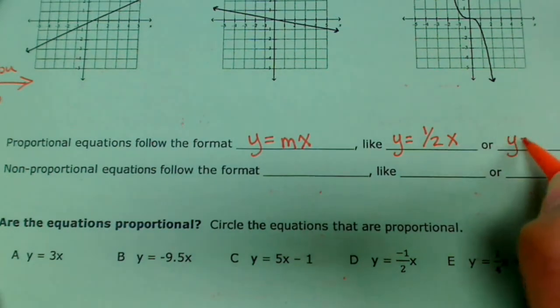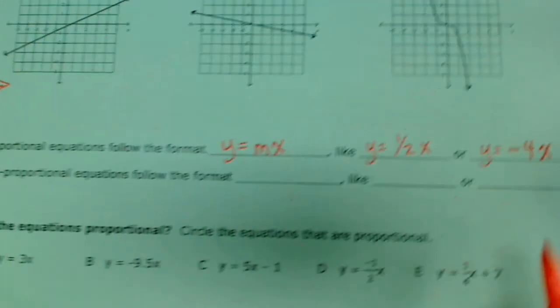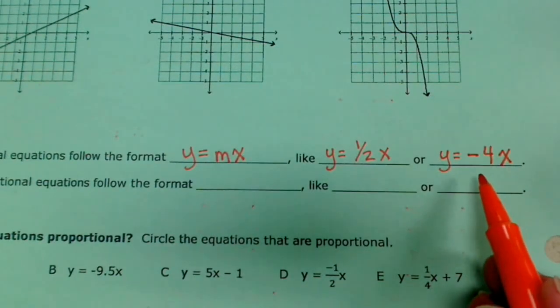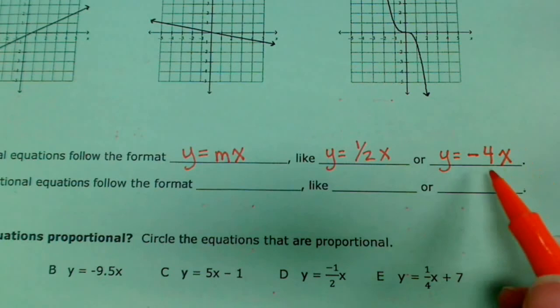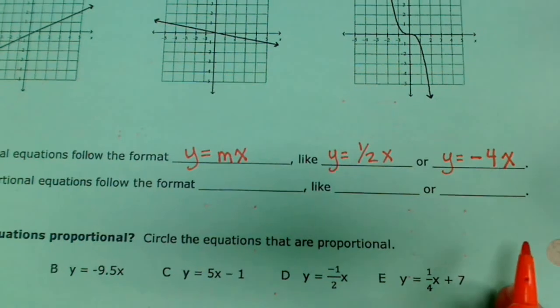Or it can be a negative number. We can do -4 times x. So it's okay for the number to be negative. The sign doesn't matter here. We just want it to be y is equal to some number times the variable x.